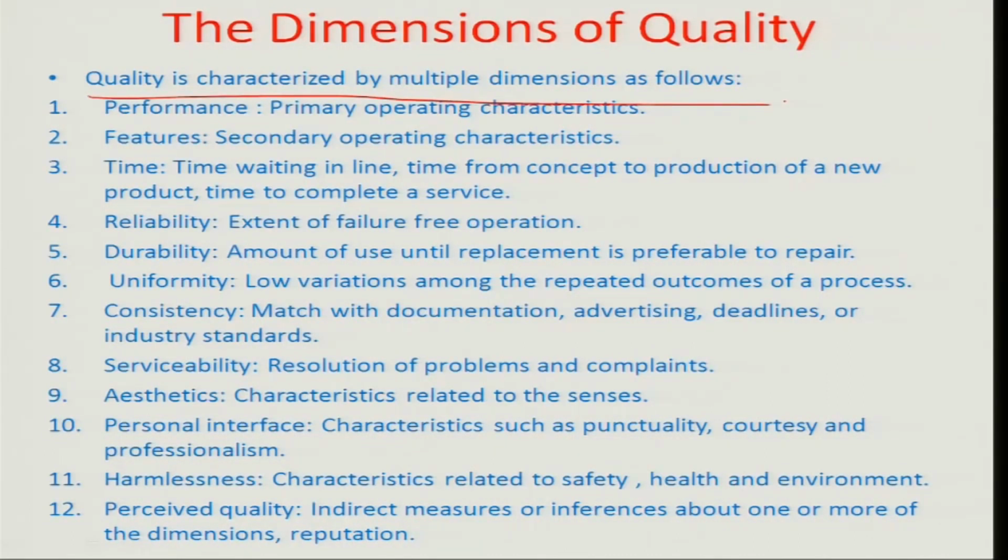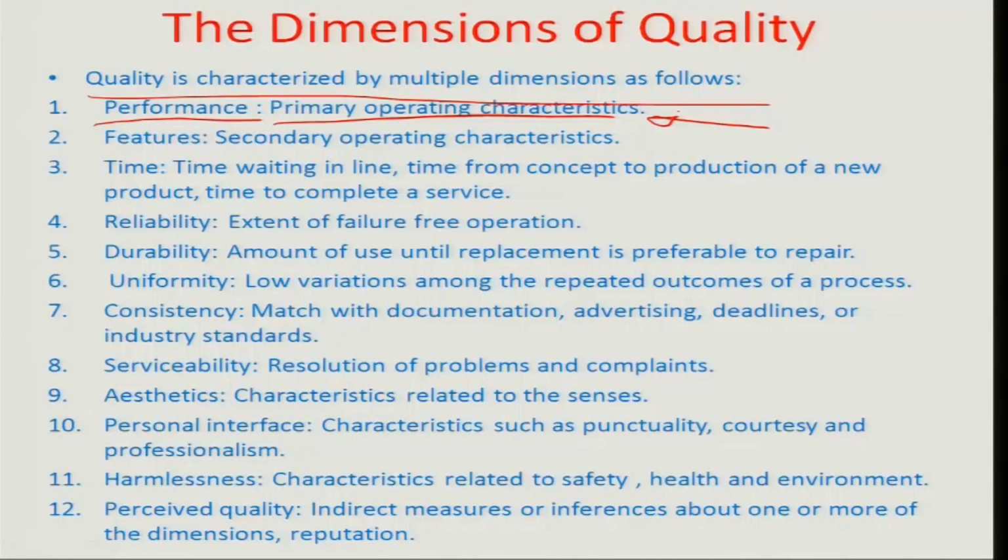So if I look at some of the dimensions which are associated with, let's say, the quality of the product, there are principally about 12 dimensions into which you can categorize the quality of a product. The first being the performance, of course, which is the primary operating characteristic. We are talking about, let's say, the engine meeting a certain brake horsepower output. So the primary operating characteristic of the engine would be how much BHP the engine is designed for.